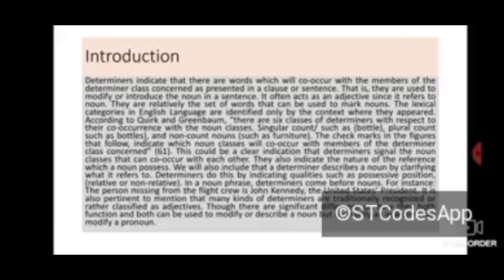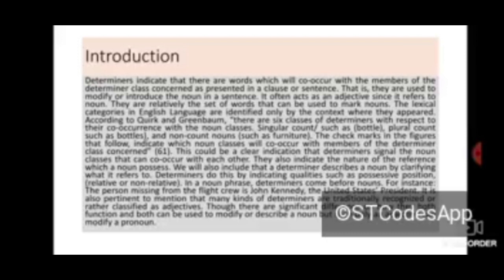So with that definition, this sets up to tell you that there are words which accompany other words. They don't come alone. Some nouns don't come alone. So a determiner often acts as an adjective since it refers to the noun. They are relatively the set of words that can be used to mark nouns. So the lexical categories in the English language are identified only by the context where they appear.